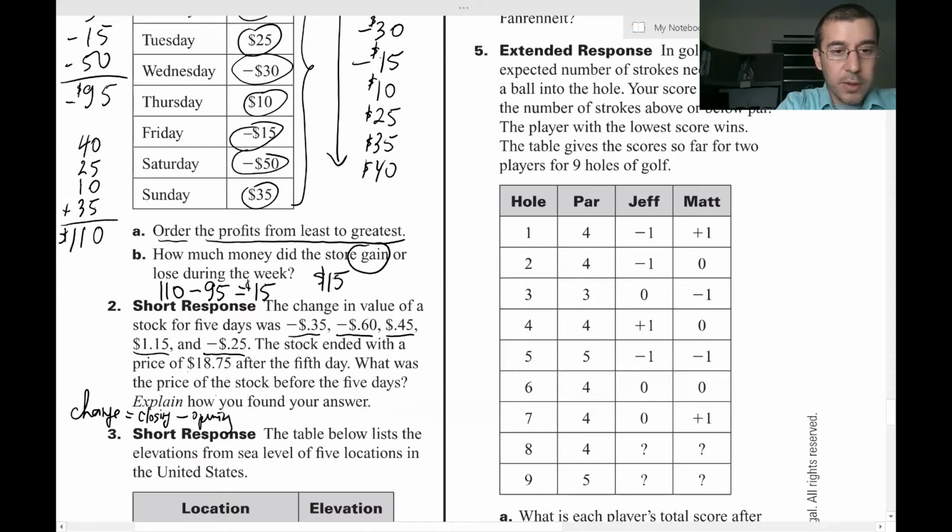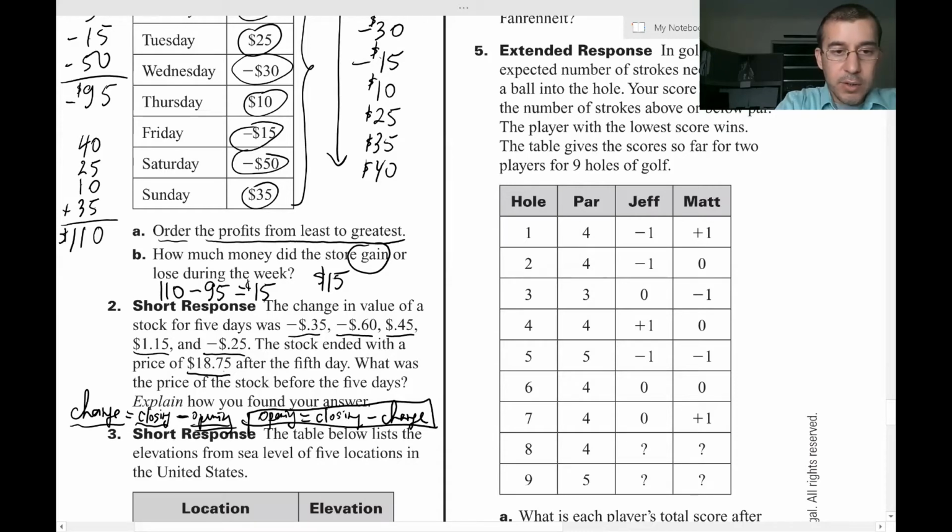So that's the closing value here, 18.75. We have the change. We just have to add up these numbers. We have to find the opening stock price. If this goes on the other side of the equal sign, the opening equals closing, and change is positive, on the other side will be negative, so minus change. Okay, so this is the formula how to compute the opening stock price.